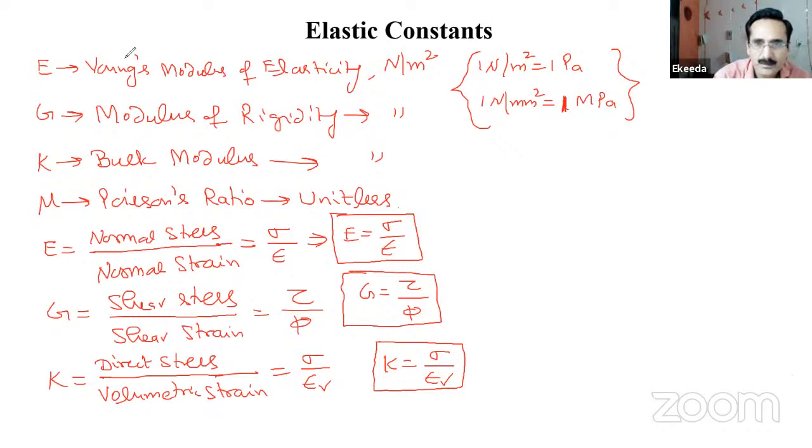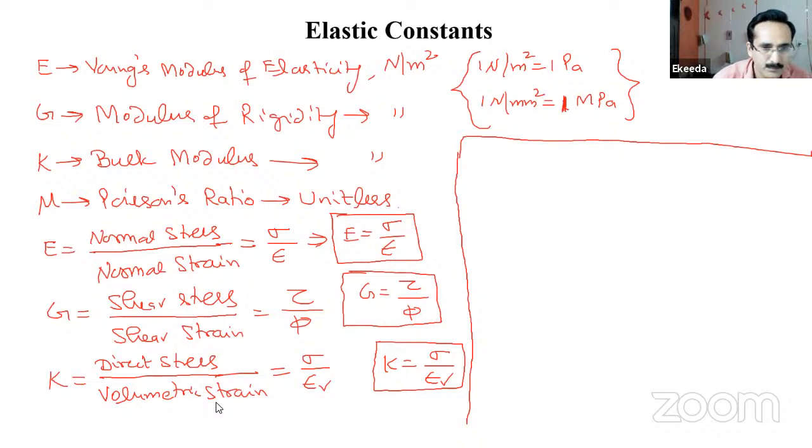Poisson's ratio. So let us talk about the Poisson's ratio. What is that Poisson's ratio? It is generally symbolized by mu. Mu is the symbol for that Poisson's ratio.